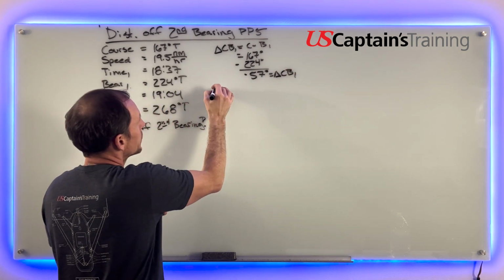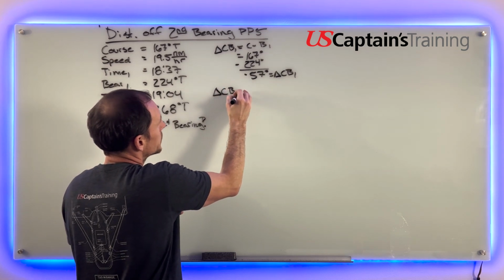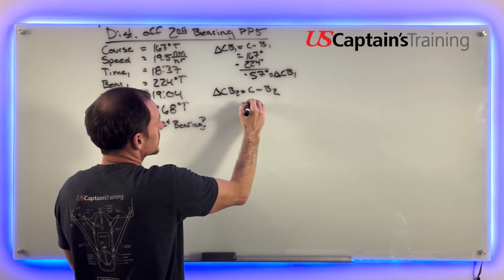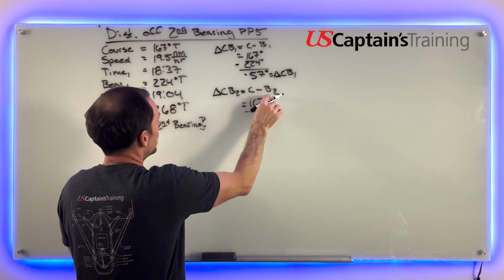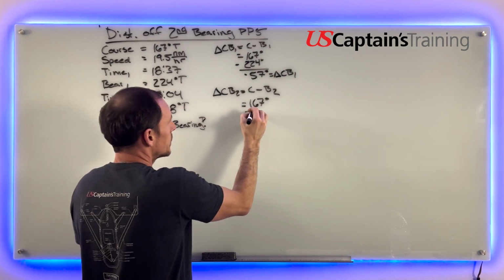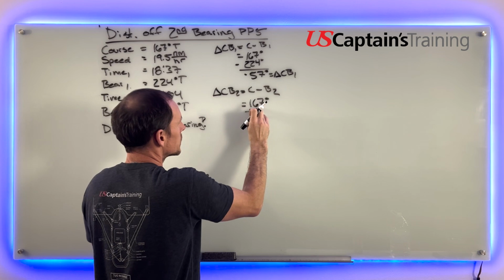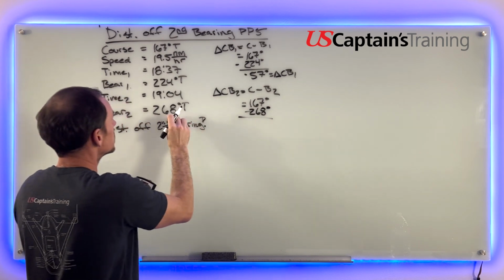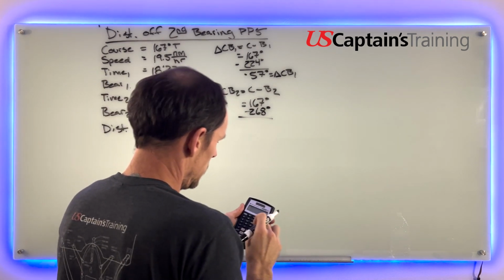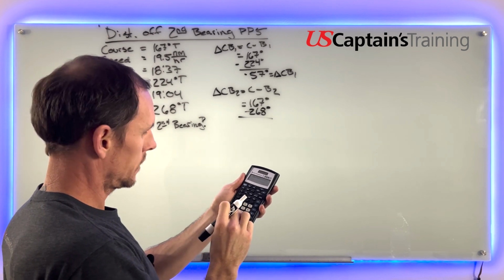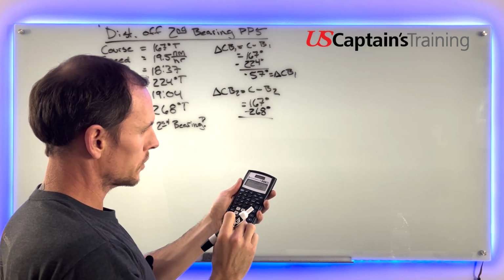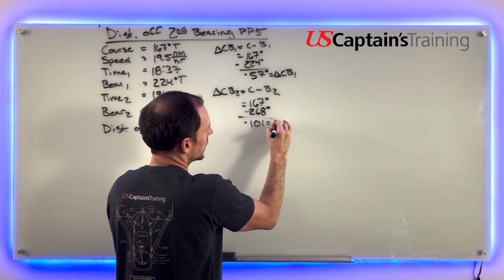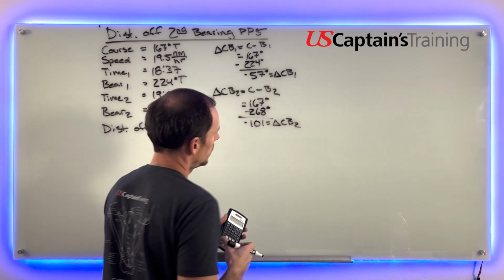Now we're going to do it for bearing 2. The change between the course and bearing 2 equals the course minus bearing 2. The course, 167 degrees, minus bearing 2, 268 degrees. 167 minus 268 equals negative 101. Negative 101 equals the change between the course and bearing 2.